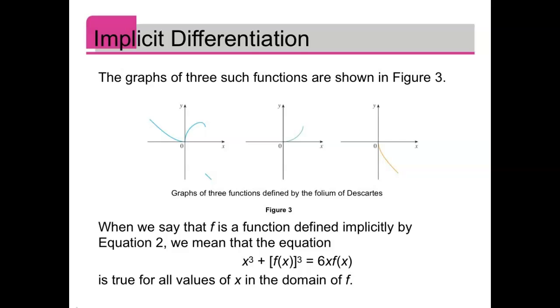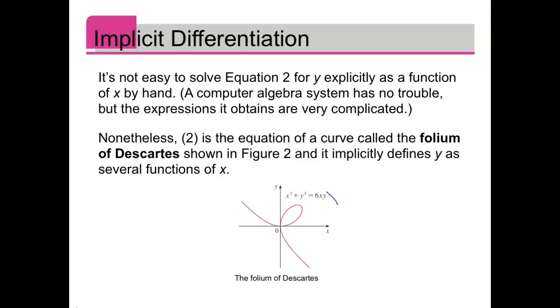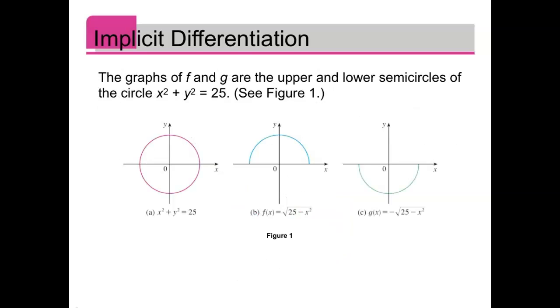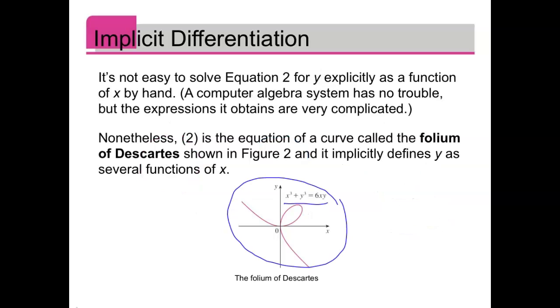So here's the folium of Descartes that I was talking about. We're going to analyze that in a moment. If you have a computer algebra system, you can actually explicitly solve that equation for y, like we did with the circle, right? We solved for y and we got the top half and the bottom half. Here's what it looks like.